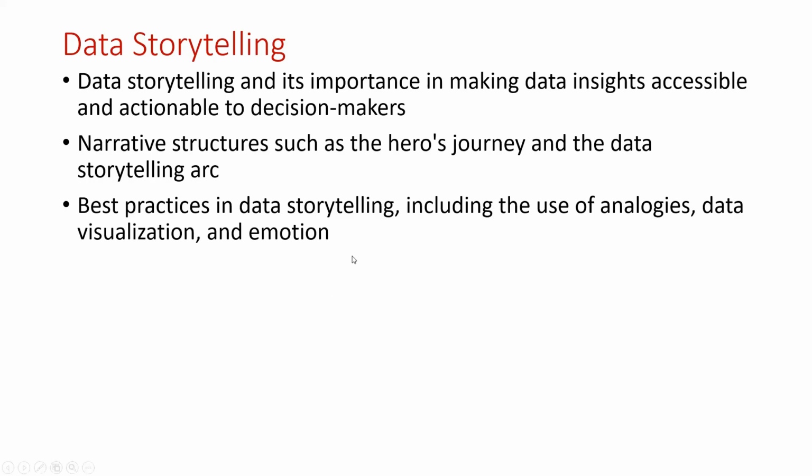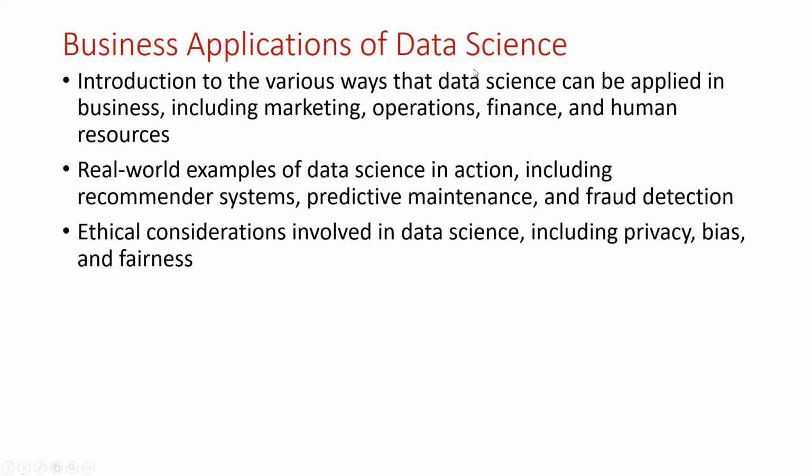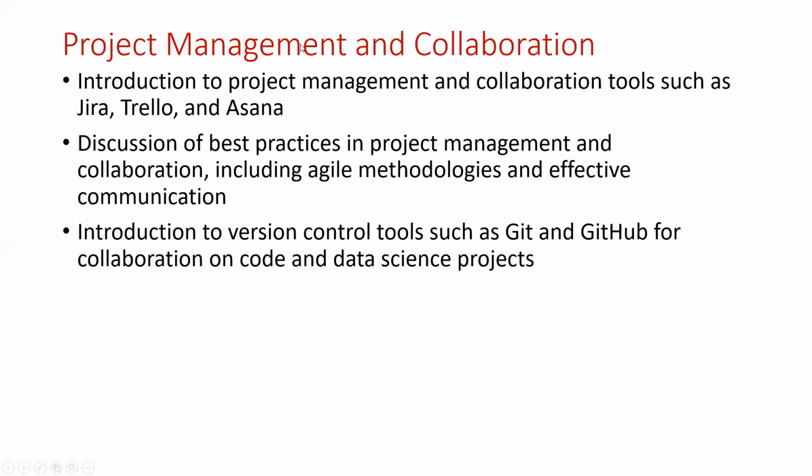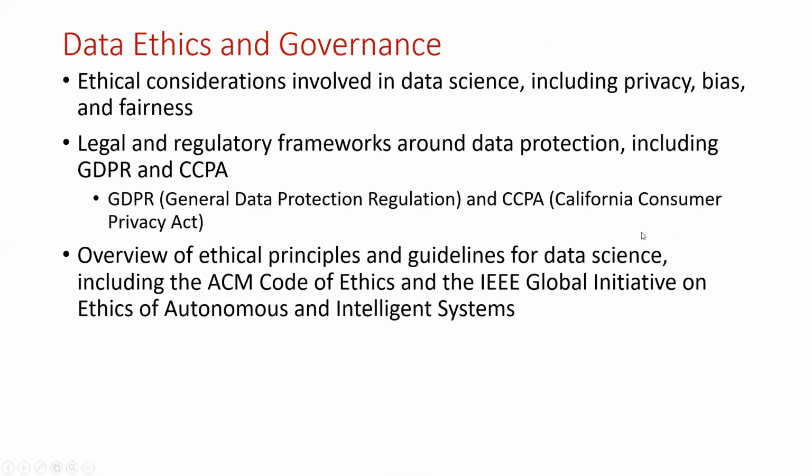Now let us come back to our business applications. Data science has business applications in almost all fields. Real world examples include recommendation systems, predictive maintenance, and fraud detection. Privacy and ethical considerations are important these days. But you see, data science is in every field. Project management and collaboration tools are also used here, such as Jira, Trello, and Asana. Best practices and methodologies include agile methodologies, which are used in data science. For versioning, we use Git and GitHub.